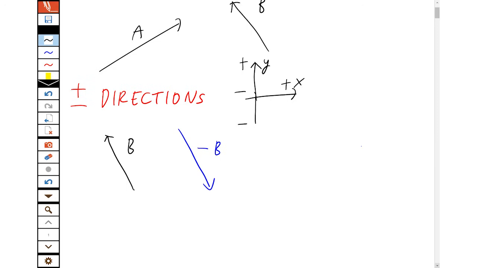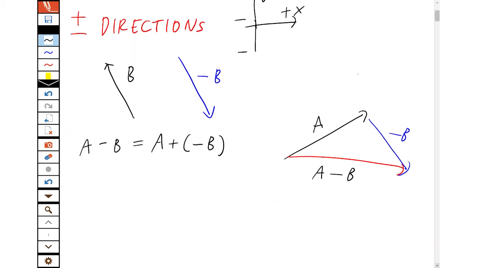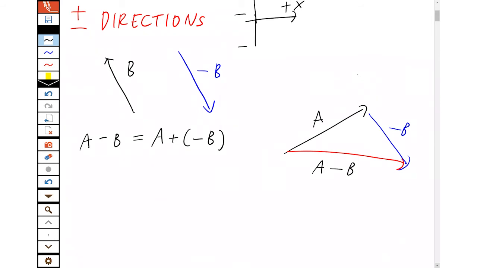And then to subtract, we can just say A plus B. Well, we know how to do that. But A minus B is A plus minus B. And so we draw A plus minus B, and then we get the result of A minus B. There's also a sort of quick novelty way to do that as well if you're interested.